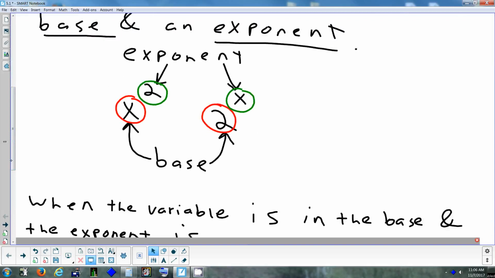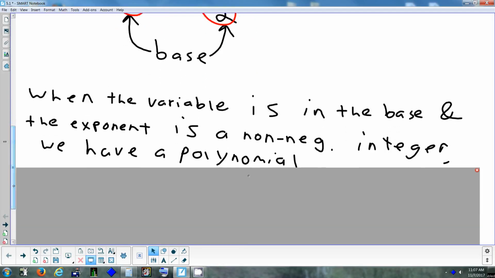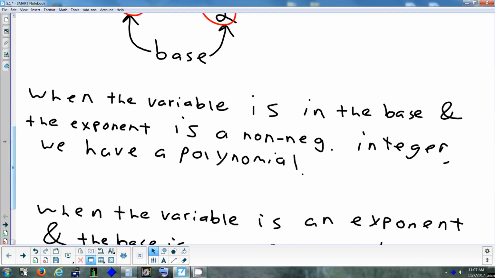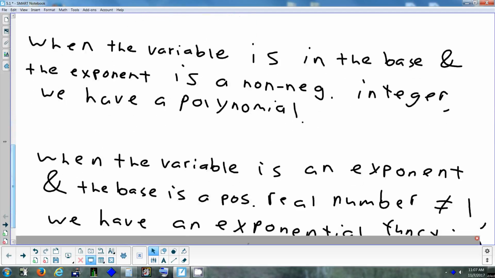So when the variable is in the base and the exponent is a number, specifically a non-negative integer, that's a polynomial. So x squared, x cubed, 2x to the 5th minus 3x to the 7th, things like that. Those are polynomials. Okay, but when now you put the variable as an exponent, and the base has to be a positive real number, except it can't be 1. That's an exponential function.